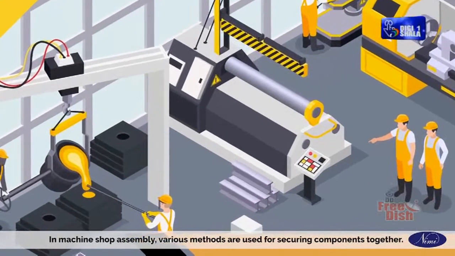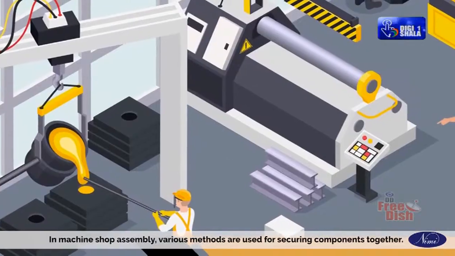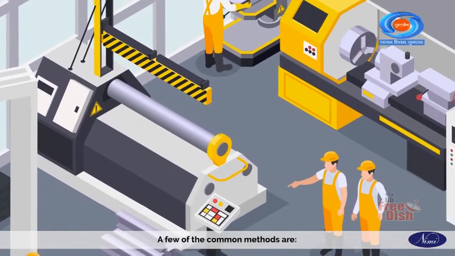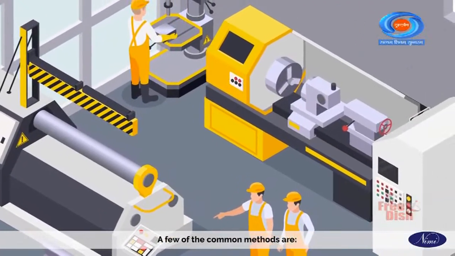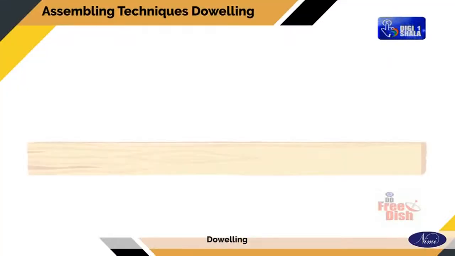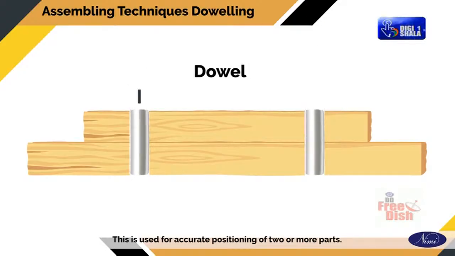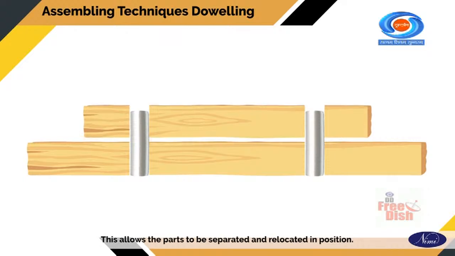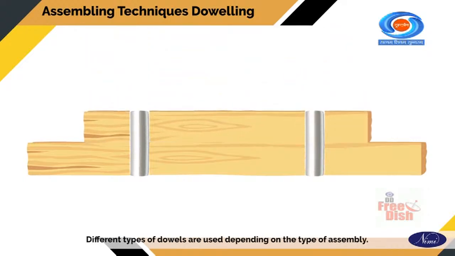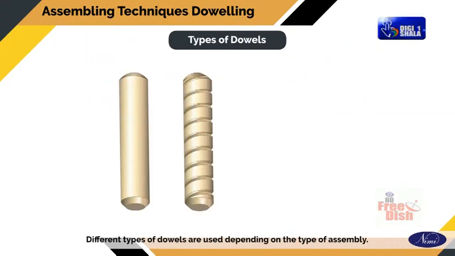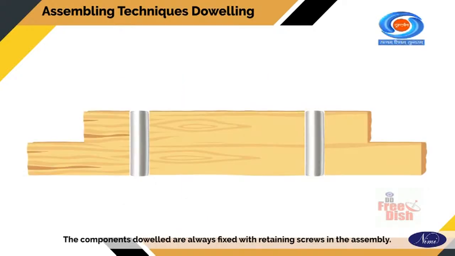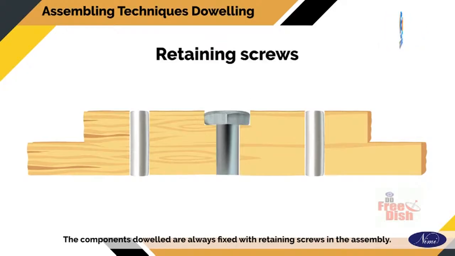In machine shop assembly, various methods are used for securing components together. A few of the common methods are doweling. This is used for accurate positioning of two or more parts. This allows the parts to be separated and relocated in position. Different types of dowels are used depending on the type of assembly. The components doweled are always fixed with retaining screws in the assembly.